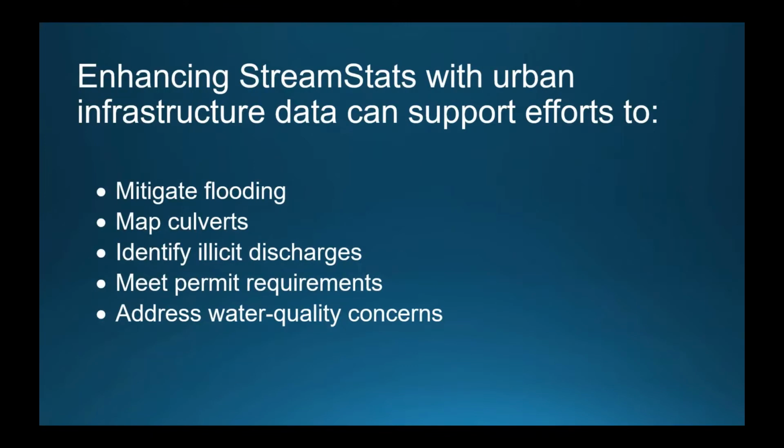So finally, just ways that we've been thinking about enhancing StreamStats with urban infrastructure data. It can support efforts to do some mitigation of flooding, mapping culverts, which is becoming a really big deal now, with elevation-derived hydro projects for the National Hydrography Data Set, as well as other projects. Illicit discharges, meeting permit requirements, and to address water quality concerns.